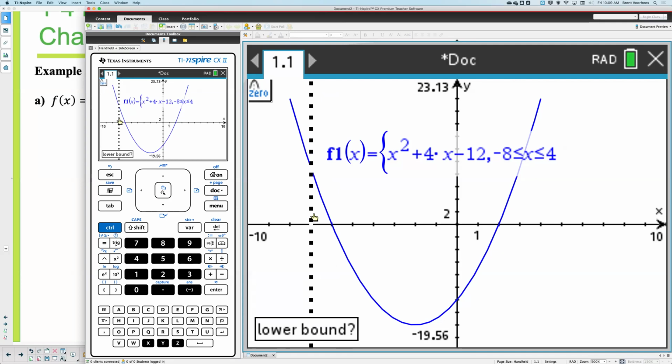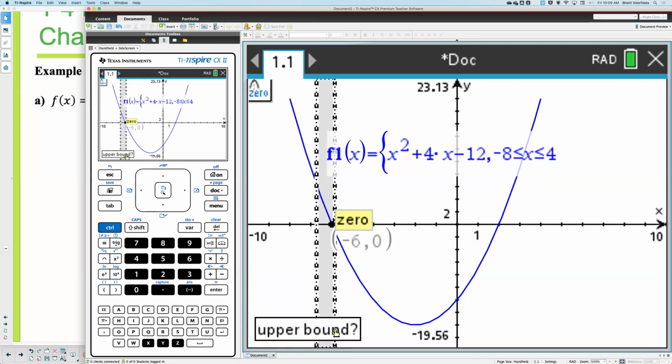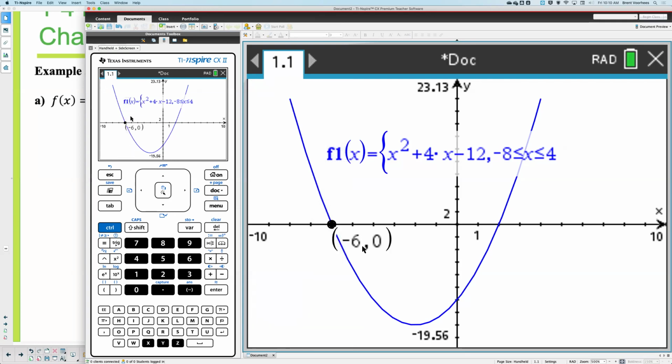So once you're on the left, click with your center button, and then it'll change the word to upper bound. And that means you go to the right of the 0. Once you do that, it'll show you the point of -6, 0. You got the same value as me?